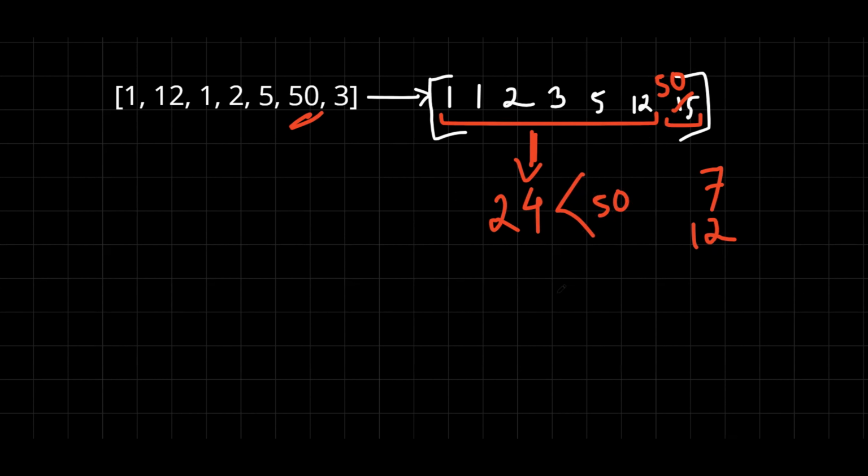Because if we want to make a polygon, the summation of all other sides should be greater than the length of the largest side. So we cannot make a polygon by using all of these elements.